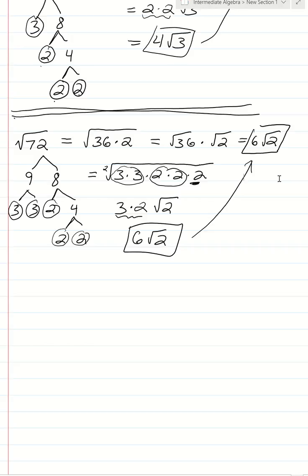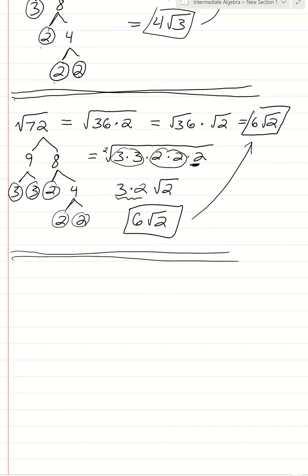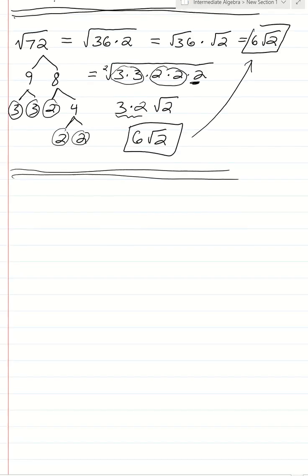Let's try another problem. Let's say, for example, you want to simplify the square root of 75. Once again, pause the video at this point and try either method or both methods, whatever you prefer, and see if you can come up with the simplified radical for the square root of 75. So pause the video.